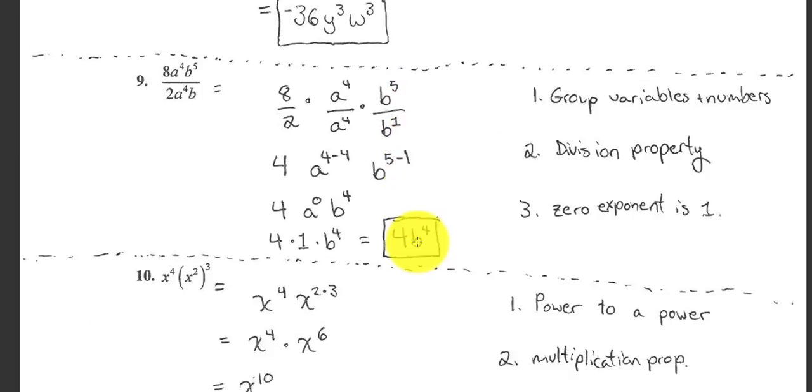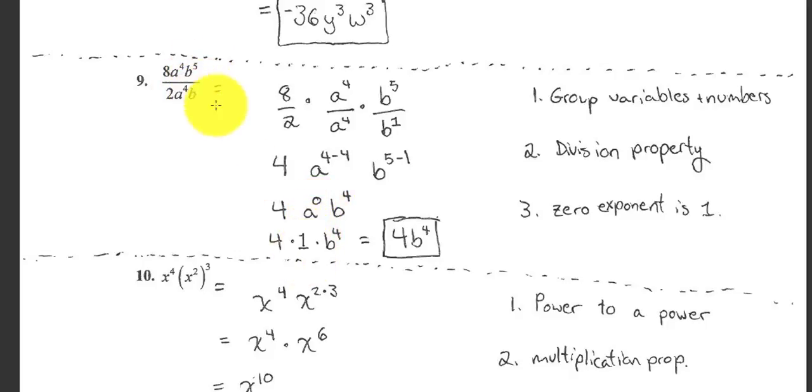Number 9. Okay, let's think of this piece by piece, right? The 8 over 2, we like to call that 4. A to the 4th over a to the 4th. Well, remember, we could cross this out and just write that as 1. Or think of this as a to the 4 minus 4, which is a to the 0. And anything raised to the 0 is 1.